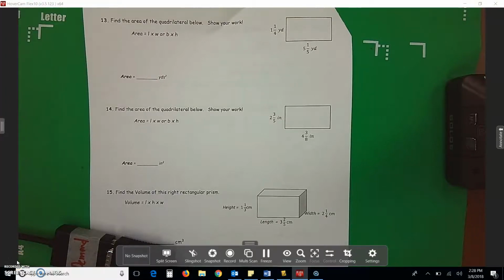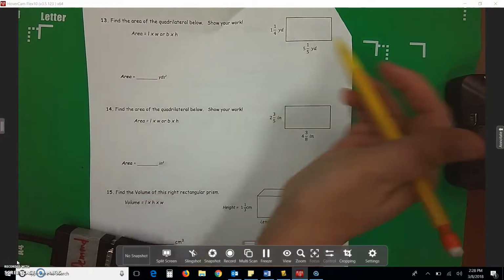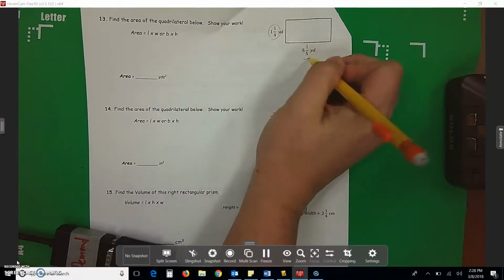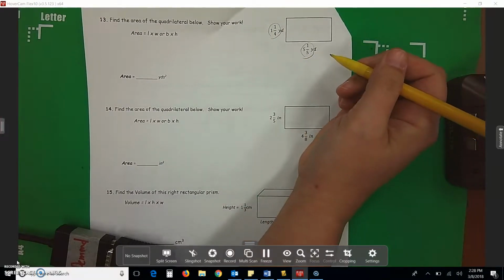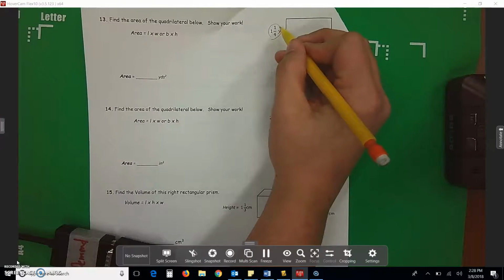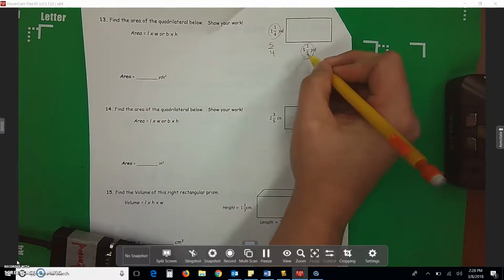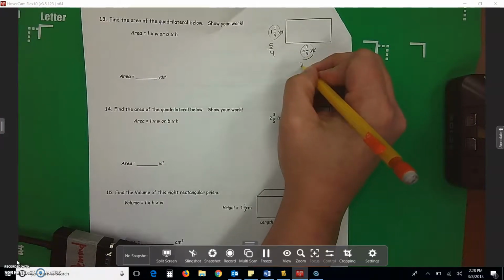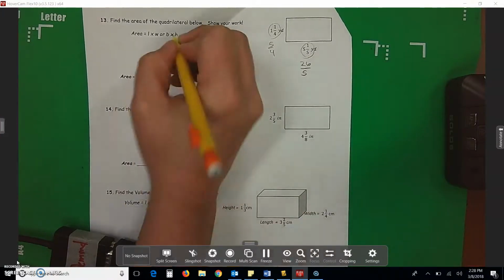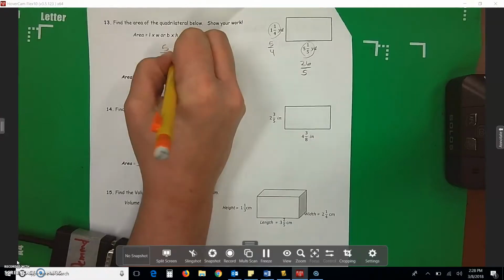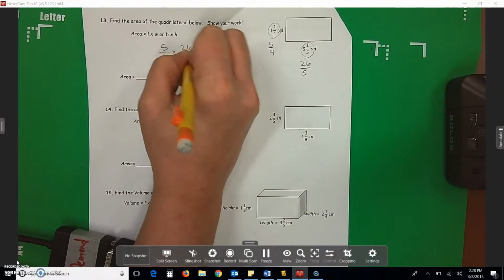All right, page 2 of the study guide. Area is length times width. Here's our two numbers. Since we know we have to multiply, I'm going to flip them now. 4 times 1 is 4 plus 1 is 5, so that's 5/4. 5 times 5 is 25 plus 1 is 26/5. Then I take those two numbers, 5/4 times 26/5.